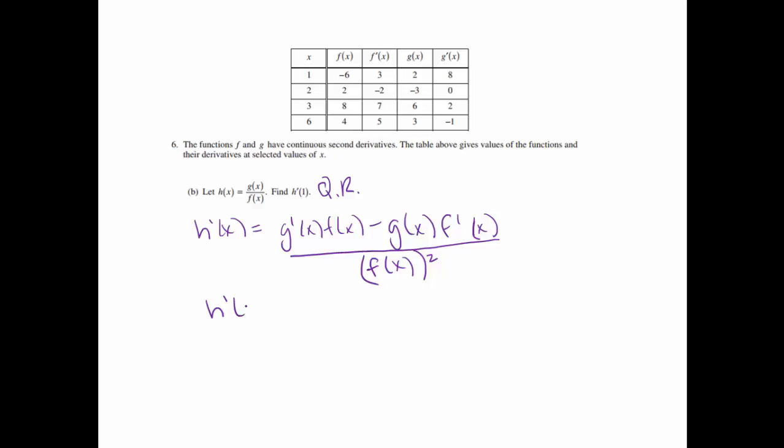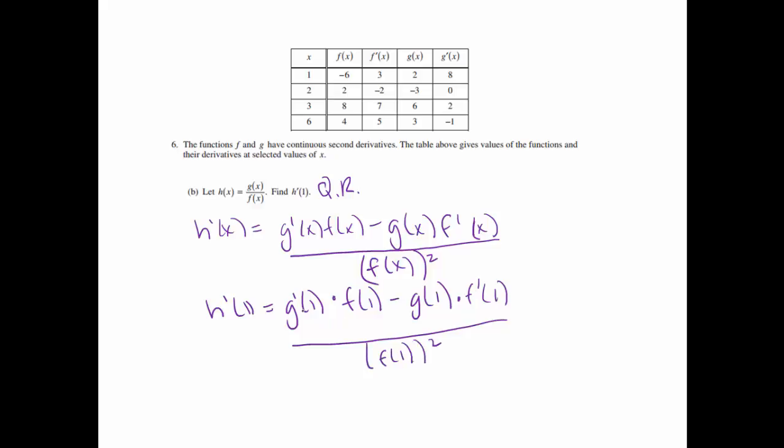Okay, so now we're just going to plug in 1 wherever we see an x. So g prime of 1 times f of 1 minus g of 1 times f prime of 1 all over f of 1 squared. So looking these values up, g prime of 1 is equal to 8. So I'll have 8 times f of 1, which is negative 6, minus g of 1, which is 2, times f prime of 1, which is 3, all over f of 1, which is negative 6, squared. So this will be negative 48 minus 6 over 36, and that will be negative 54 over 36.